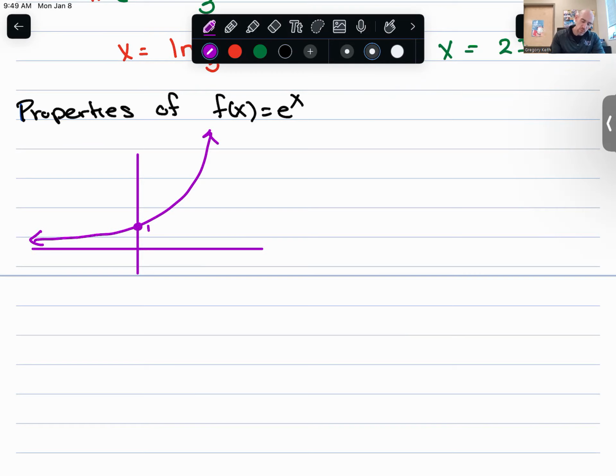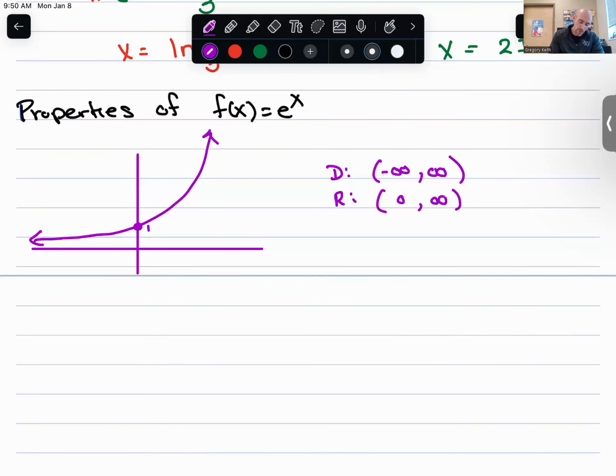Okay, a couple of different things. One, if we look at this, our domain is negative infinity to infinity. And our range is from 0 to infinity. This is the exact opposite of what we saw with the natural log of x. And that's one of our characteristics of inverse functions: the domain and range flip-flop.